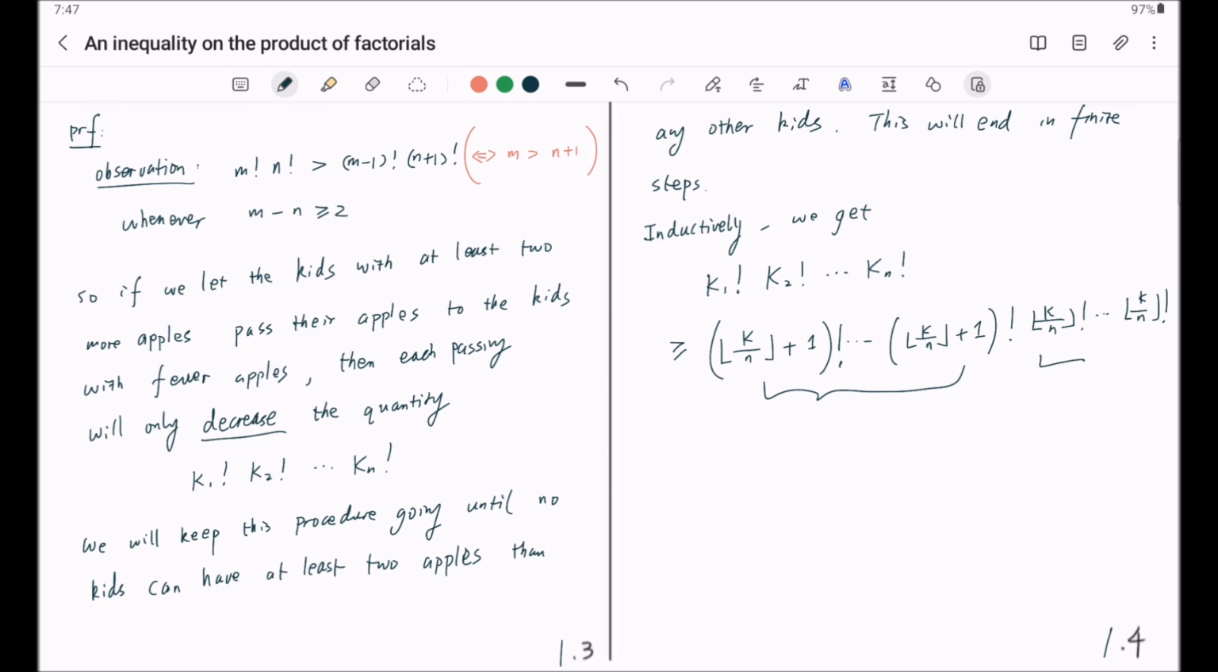So there will be 2 parts in this product. But in the end, you also know that the summation of those integers in the factorials will be equal to K. And the product is, of course, trivially greater or equal to the floor of K divided by n, factorial, raised to the power n, because in here you get n many factors. And this is the inequality we want. And we are done.